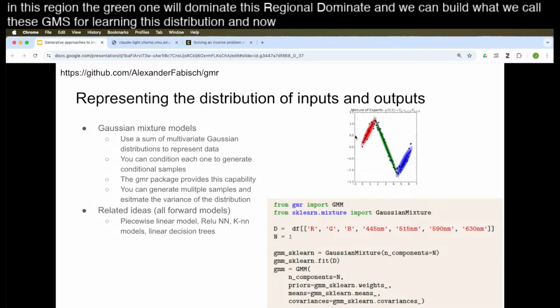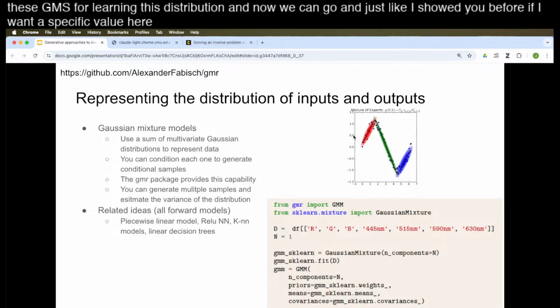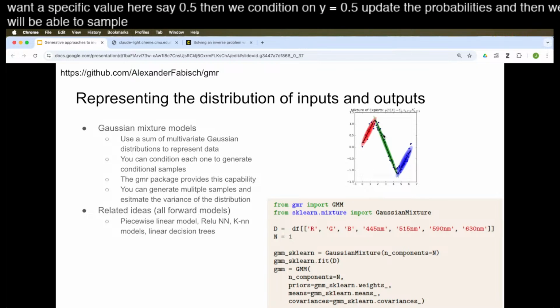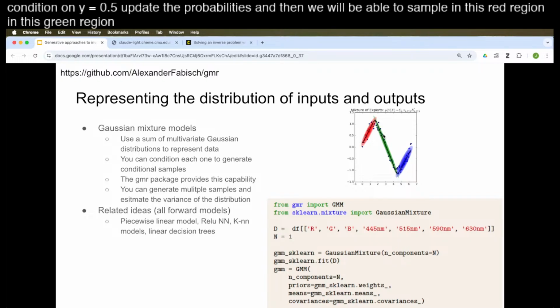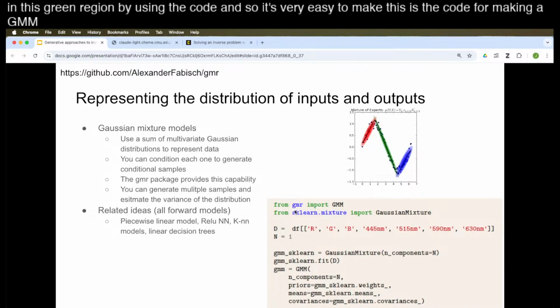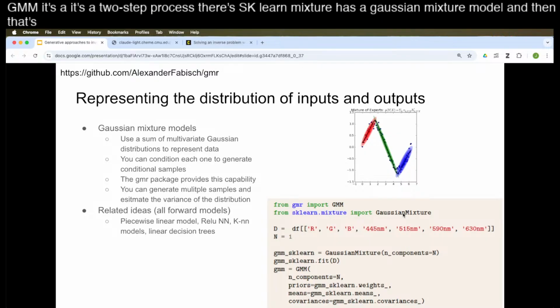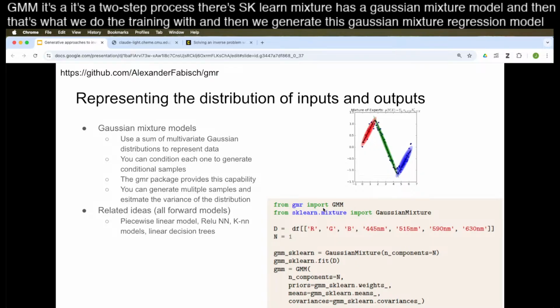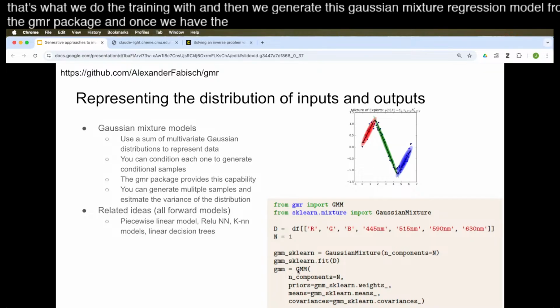And now we can go and, just like I showed you before, if I want a specific value here, say 0.5, then we condition on y equals 0.5, update the probabilities, and then we will be able to sample in this red region and this green region by using the code. And so it's very easy to make. This is the code for making a GMM. It's a two-step process. There's sklearn mixture has a Gaussian mixture model, and that's what we do the training with, and then we generate this Gaussian mixture regression model from the GMR package. And once we have the GMM, it's possible to sample it.